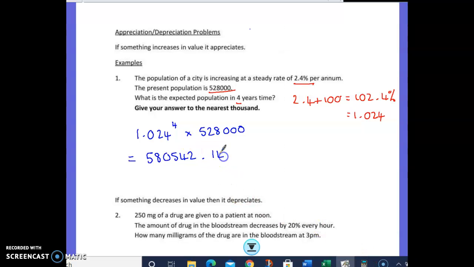580,542.14. Now we're talking about people here, so obviously we can't leave it as that. This one does tell us to round, but even if it didn't tell you to round, you need to make sensible choices. Money must always be 2 decimal places. If we're talking about number of people, you need to round to the nearest whole number. This one though tells us to give an answer to the nearest 1,000. The nearest 1,000 then is 581,000.